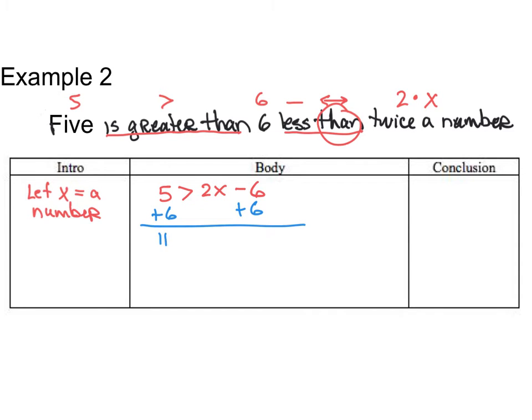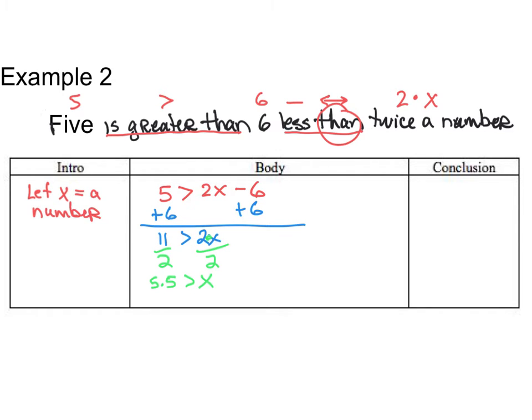5 plus 6 is 11, greater than 2x. And then 2 is multiplying the x. So again, we're solving it just like solving equations, right? So 2 multiplied by x, we are going to divide by 2 on both sides. 11 divided by 2 is 5.5, greater than, and then x itself.